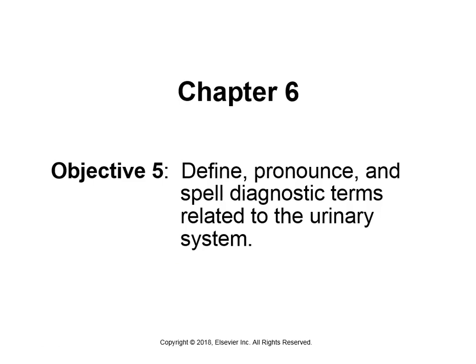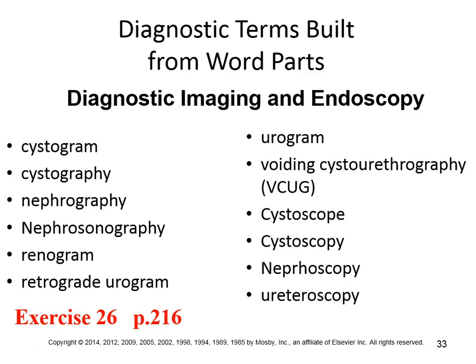Okay, so now we get to the diagnostic terms. Most of these just have to do with visualization, so being able to see different things in your urinary tract. We talked about gram versus graphy earlier. So depending on what you're trying to get an image of, you'll have those differences. So cystogram and cystography would be for the bladder. Nephrography would be for the kidney. Renosonography, so that's going to be using ultrasound instead of x-rays to get a good idea of what's going on there. There's also something called a retrograde urogram.